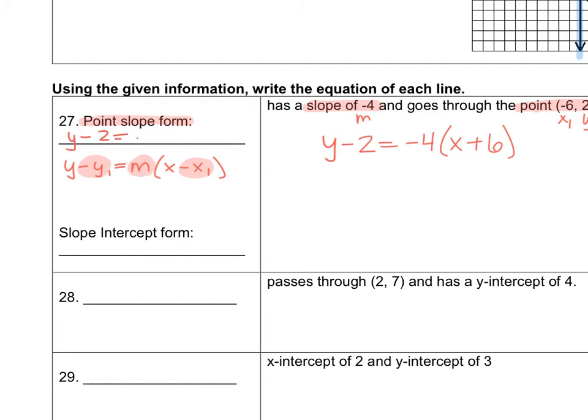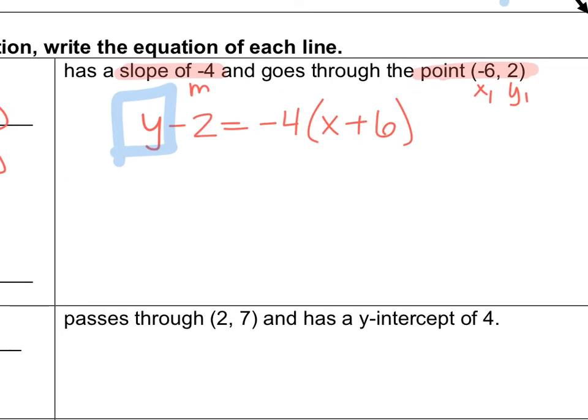But it asks for slope-intercept form. So we're going to get it to slope-intercept form. The key to getting things in slope-intercept form is to get y by itself. But parentheses always have to happen first, so we're going to distribute out that -4 first.